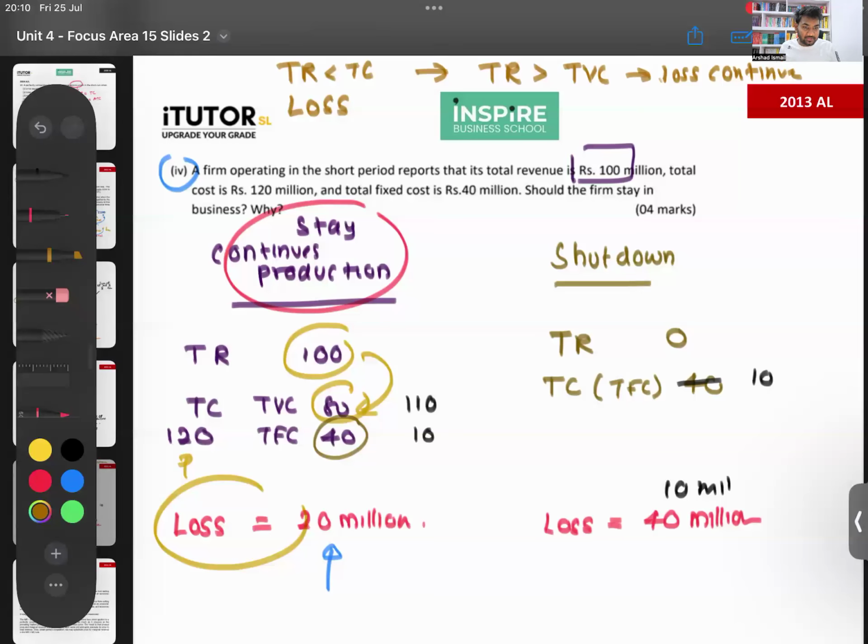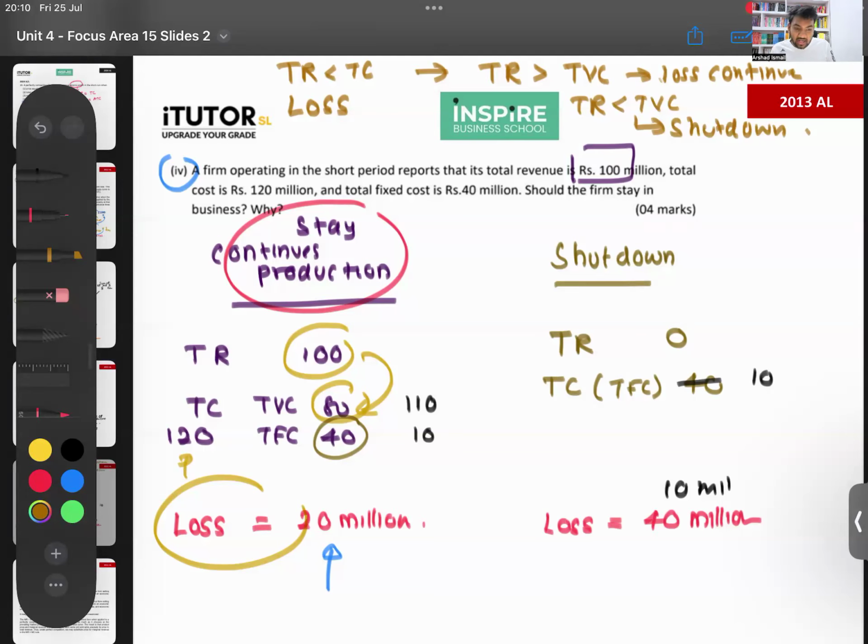The firm is making a loss. Revenue is only 100 million, cost is 120. They are making a loss of 20. But when I proved it to you, I showed you, it is better to continue. So if you're at least covering your variable cost, you will continue. But if you're making a loss and you can't even cover your variable cost, then you will shut down. That is what I showed you with the new numbers.